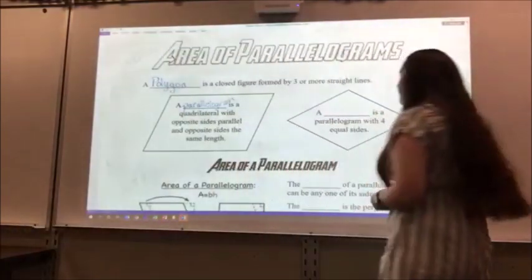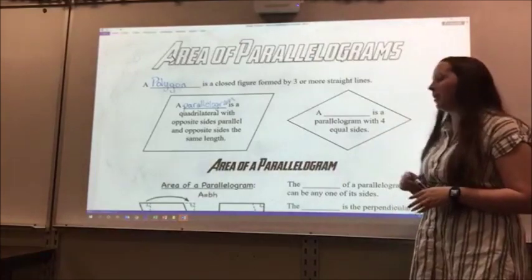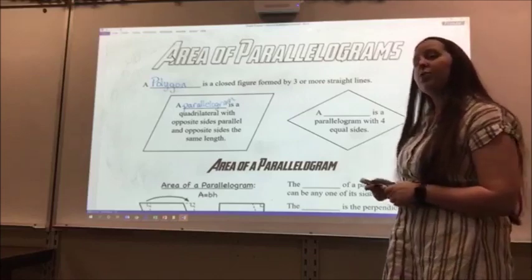A blank is a parallelogram with 4 equal sides. So this is a specific type of parallelogram. So if it has 4 equal sides, okay, it's called a rhombus.